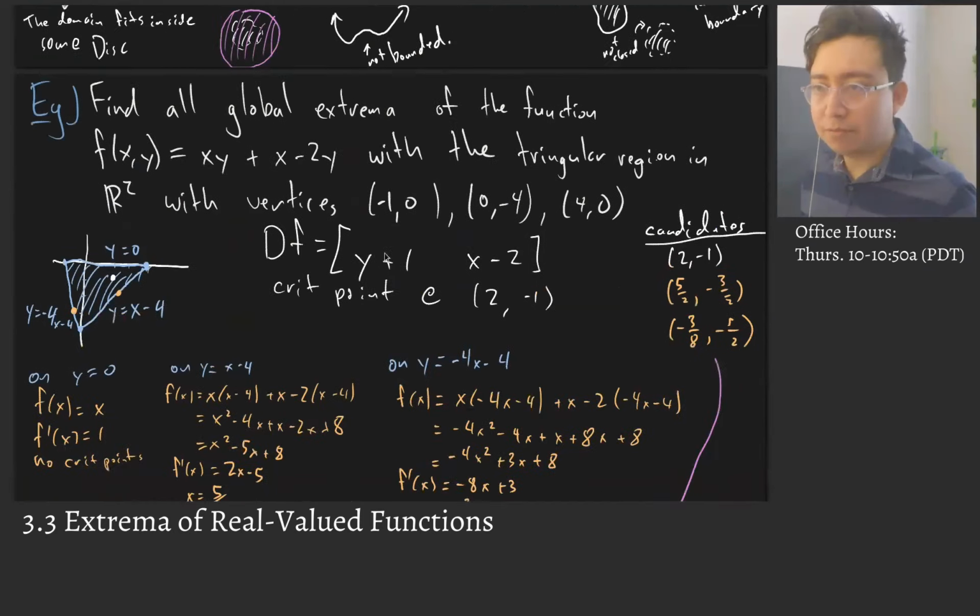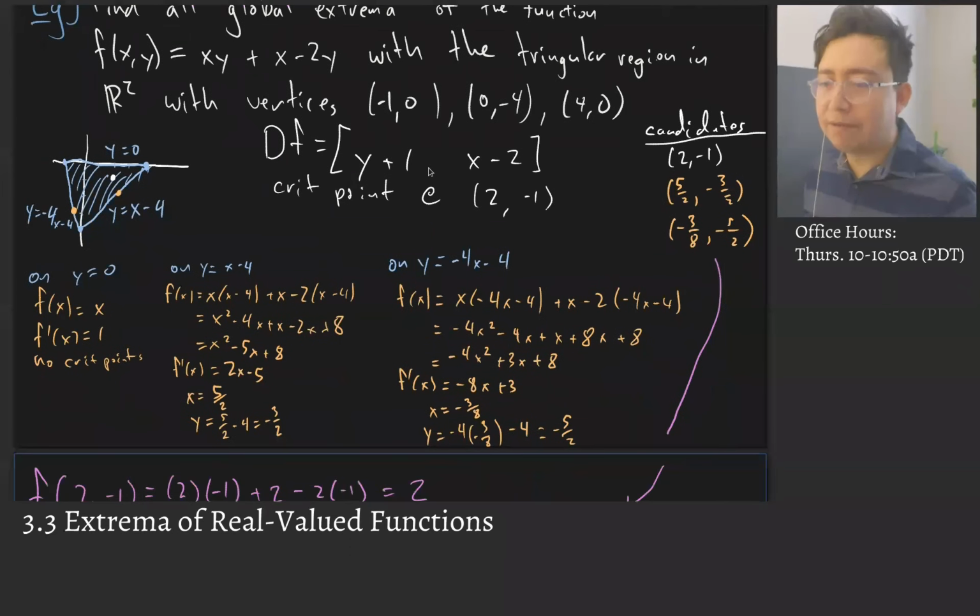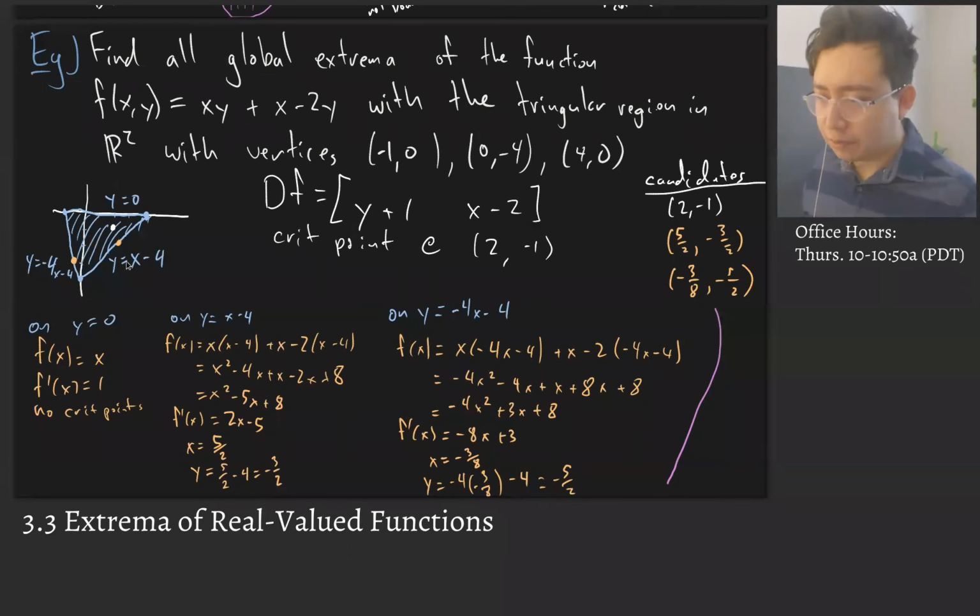Actually, for this, you'd have to read the proof to see all that, but that's basically what all that says. If you have some kind of closed bounded domain, then the extrema are going to happen either at a critical point of this function inside of the interior, or along the boundary somewhere. And to find the ones along the boundary, you have to kind of do this.